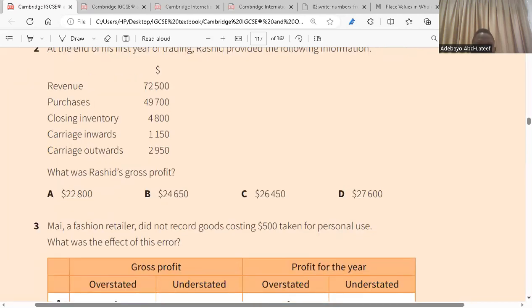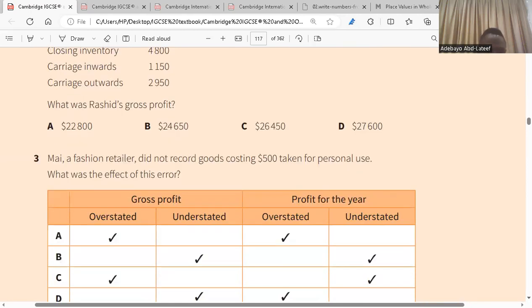Okay, what about carriage outward? Carriage outward is part of your profit and loss. After you finish the gross profit, that's where it goes. They put it there to convince you. But carriage outward is not part of your trading account. It's part of your profit and loss account. Clear, right? Yes. So question 3.